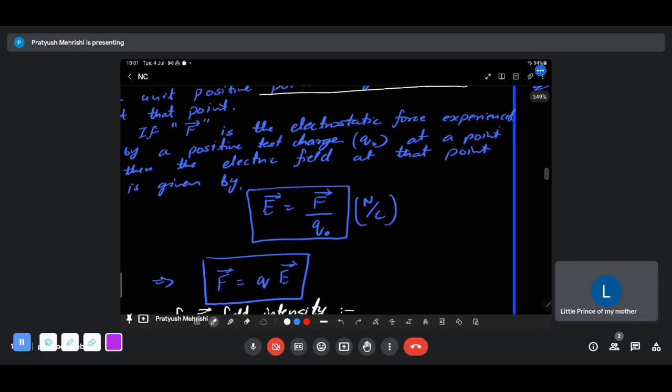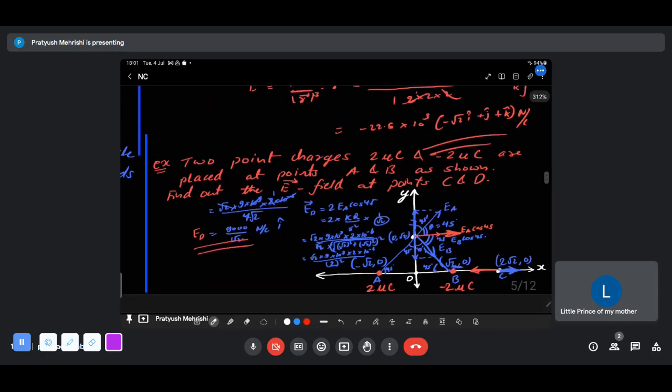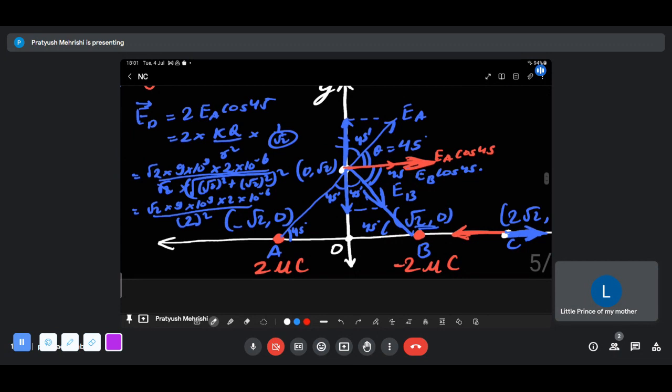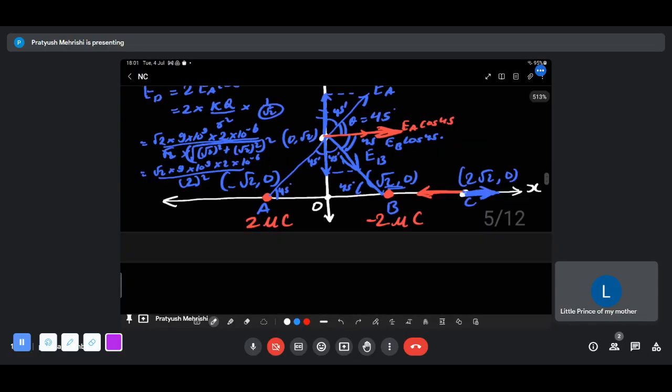See now, in this question, we have two things. 2 point charges are there, 2 microcoulombs and minus 2 microcoulombs. When we calculate the electric field, we have to keep in mind the principle of superposition, which says that electric field will be added up as per vector addition. So at point C, we can clearly see that the electric fields are in opposite directions. So it is going to be cancelled out.